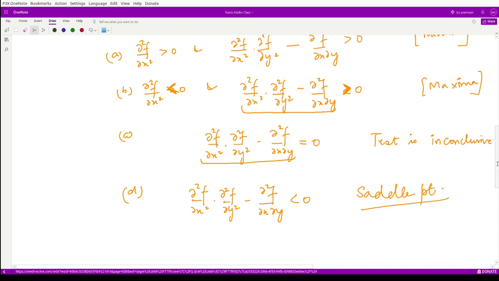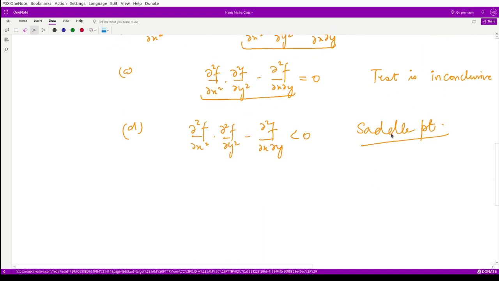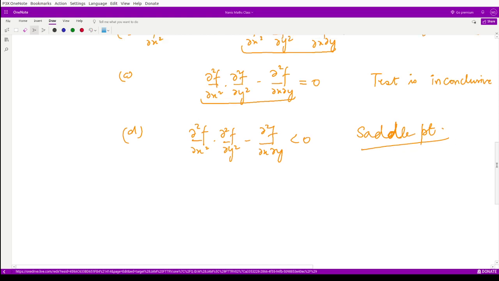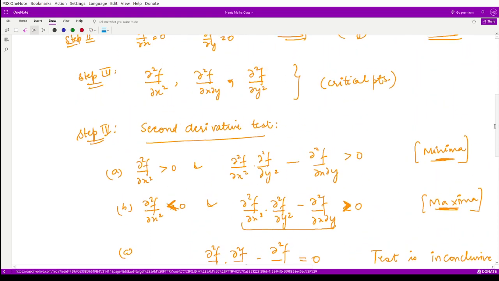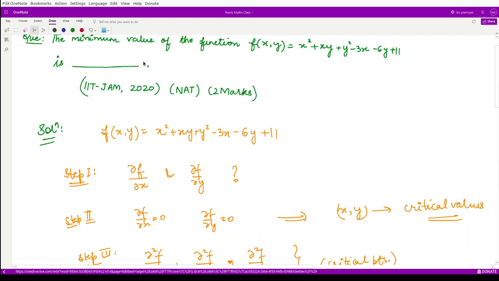Now, what is a saddle point? It is a point where among the nearby points, some of the points are greater than the critical point, and some of the points are smaller than the critical point. So we cannot make a clear-cut conclusion that the given point is a maxima or minima. So we call that point the saddle point. So here in this case, let us get started with this strategy.